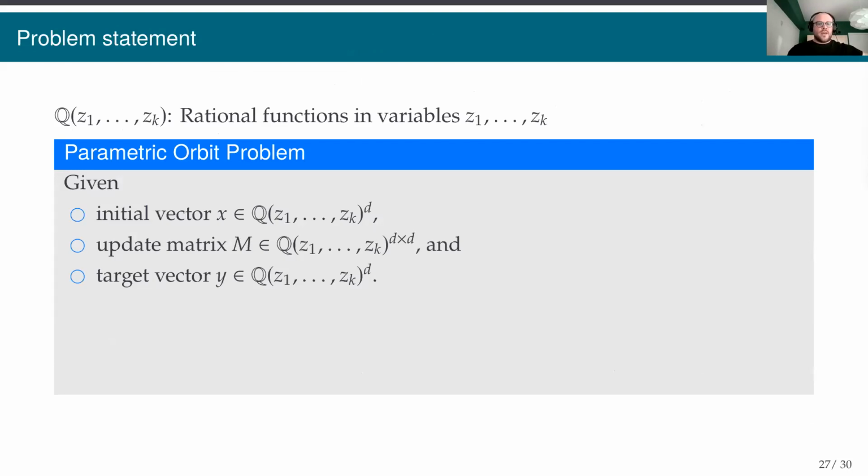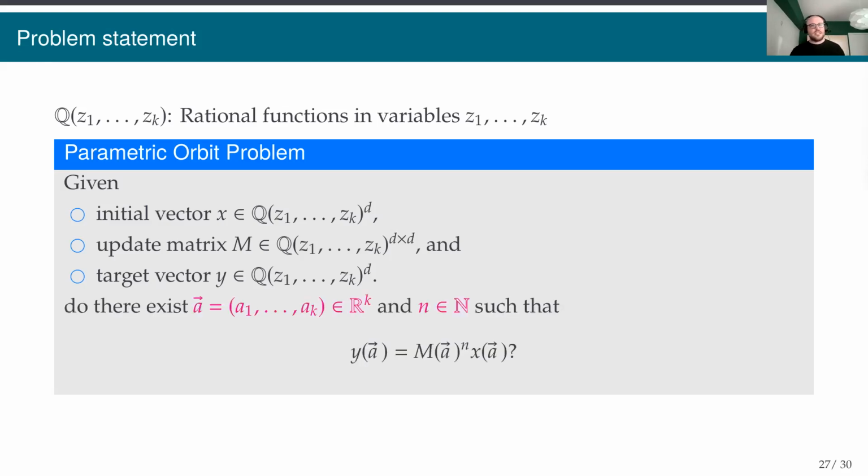So we have our initial vector. It's a rational function on k variables in dimension d. You have your update matrix. Again, its entries are rational functions, and you have your target vector. Again, rational function entries. And we want to know whether there exists a point such that there exists an n such that M at this point to the power of n applied to x at this point a equals y. So this is the parametric orbit problem, what we call it.